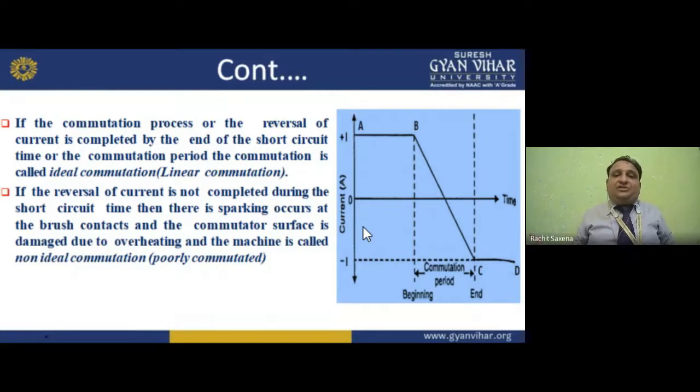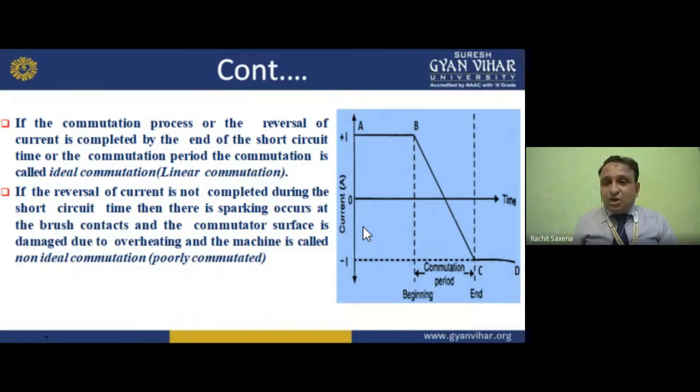Obviously it is damaged. If we have the arc on it, sparking on it, what will happen? The brush contacts and the commutator surface are damaged due to overheating, and the machine is called non-ideal commutation, or poorly commutated. When we are having commutation, we can say ideal or non-ideal commutation.